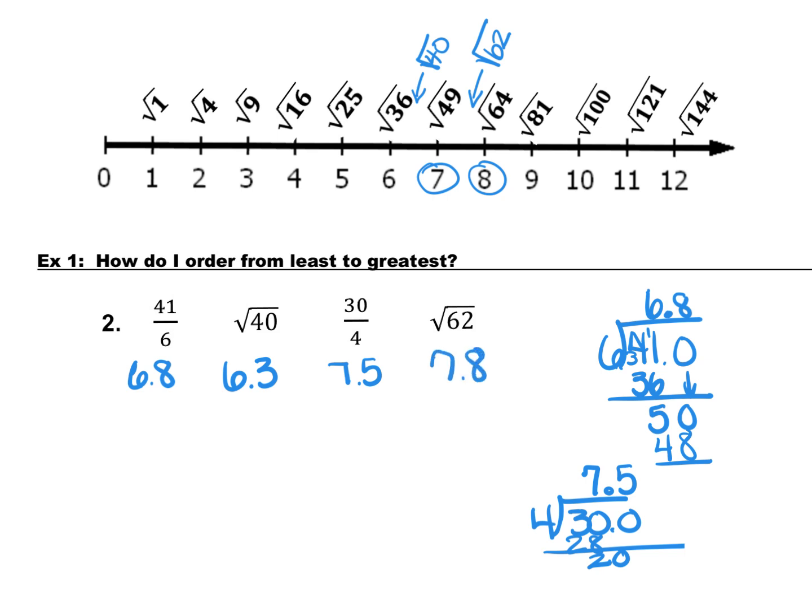All right. So now that we've got our approximate decimal equivalents, let's go ahead and order these from least to greatest. So 6.3 would be our smallest, so that's A. And then we would have 6.8. Then we would have 7.5. And then last, the biggest one would be then the square root of 62, which is 7.8.